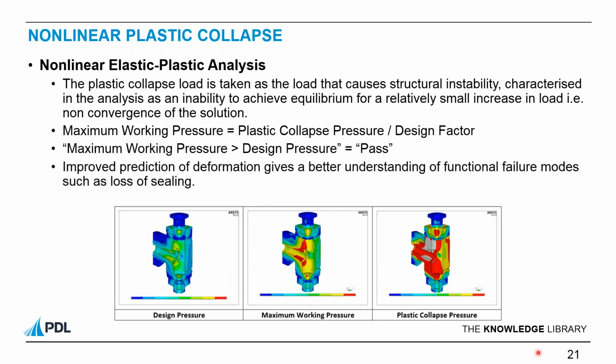In addition to accurately predicting the collapse load, the ability to represent the reduction in stiffness as the material yields also allows a better prediction of component deformation. This can give us a better understanding of likely limits for functional failure modes, such as loss of sealing, which are dependent on the relative displacements of sealing surfaces.